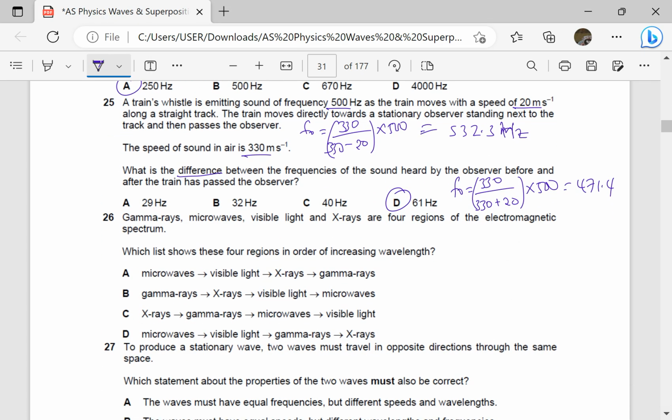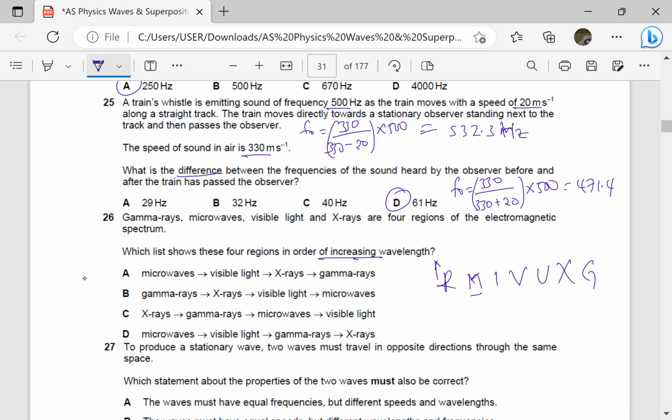Gamma rays, microwaves, visible light are four regions of the electromagnetic spectrum. Which list shows the four regions in order of increasing wavelength? Radio waves, microwaves, infrared, visible, ultraviolet, X-rays, gamma. This one has the highest wavelength. So if there are radio waves, they should come at the end.